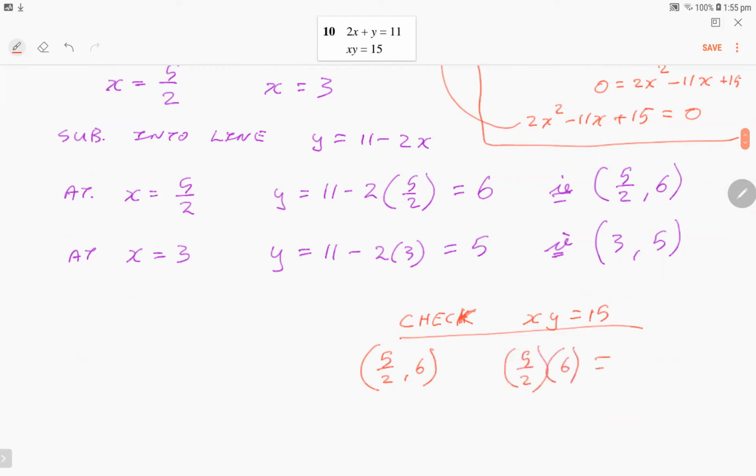Yes, this equals 15, because 2 into 6 is 3 times, and 3 times 5 is 15, right? So that is correct. 15. So that means that the point is correct. And the other one is 3, 5, where x times y becomes 3 times 5. That's x times y. And they are, yes, equal to 15. So sometimes you can check to see if the answers are correct.